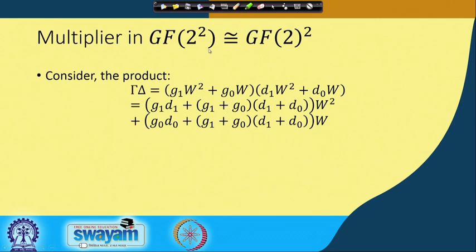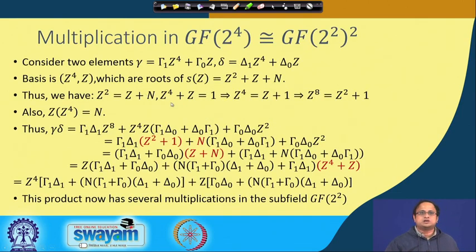When you are doing multiplications in GF(2^2), you can isomorphically write it as an element in GF(2)^2. That means there are two parts now in the representation. When you are multiplying two elements, say gamma and delta, gamma is an element in GF(2^2). So, if you go back and see the equation here, when you are doing this multiplication in GF(2^4), these elements, that is gamma 1, gamma 0, are in GF(2^2). Likewise, delta 1 and delta 0 are in GF(2^2).